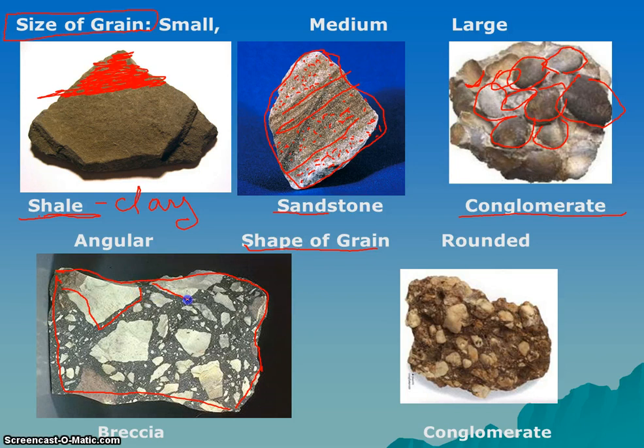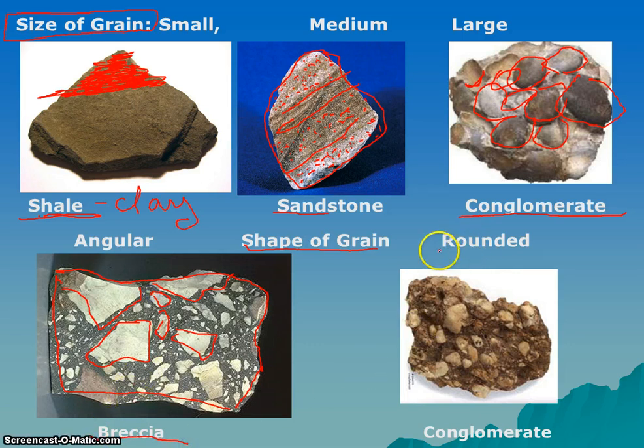Now that would be because they never were weathered, and so they still are broken and sharp, just like when they first broke. This rock is called breccia.